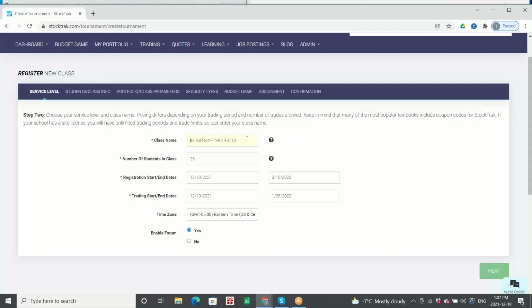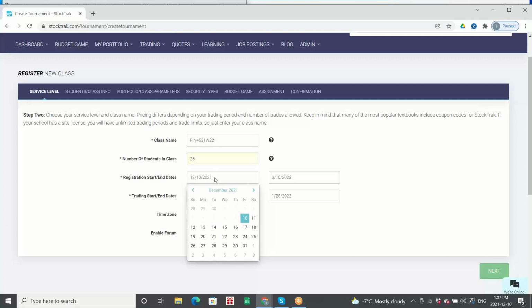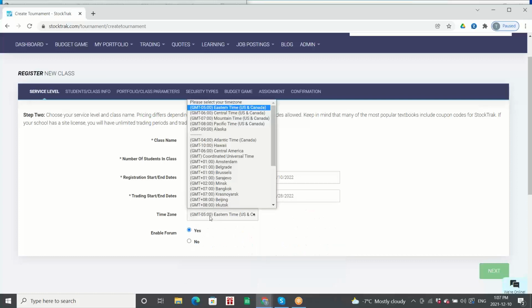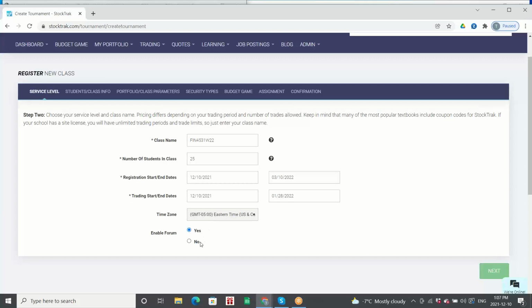You're going to pick your name, generally your class. I'm going to say Finn 4531, Winter 22, 25 students, approximate number of students, registration start date, registration end date, trading start date, trading end date. We've got a great time clock feature here so that you're operating in your own time zone.